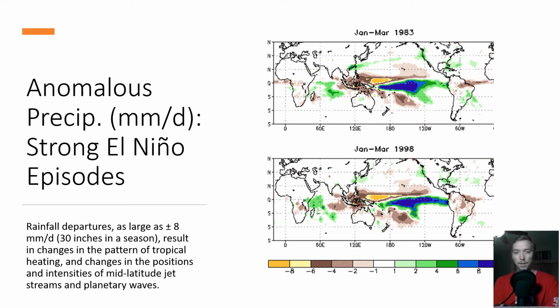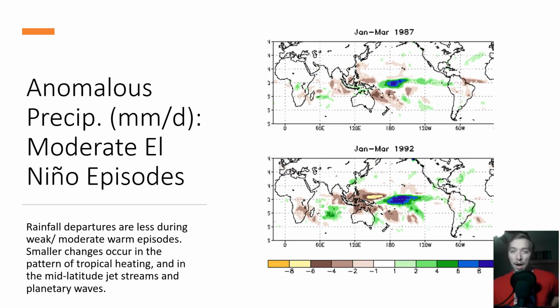In the subequatorial regions north of Australia, we see intense drying. Likewise, you see intense wetting along the north tip of Australia all the way across through the South Pacific Islands, all the way to the west coast of South America. In moderate conditions, you see slightly dampened examples of just that. Rainfall departures are less during weak and moderate warm episodes. Smaller changes occur in the pattern of tropical heating and in mid-latitude jet streams and planetary waves.